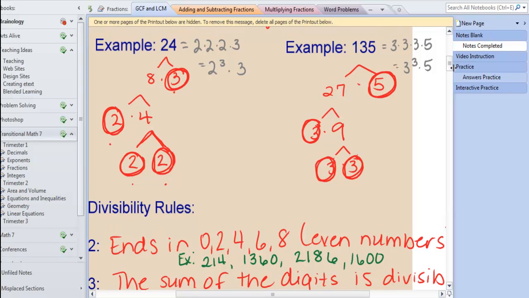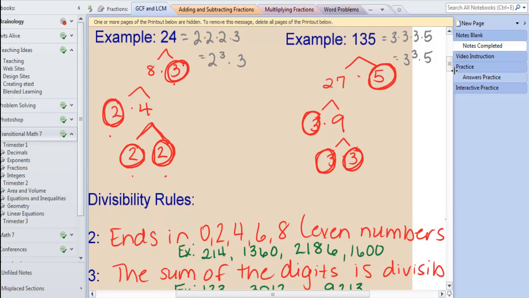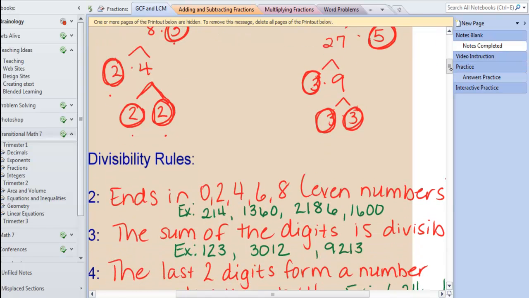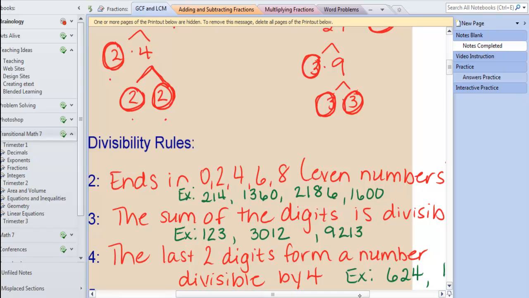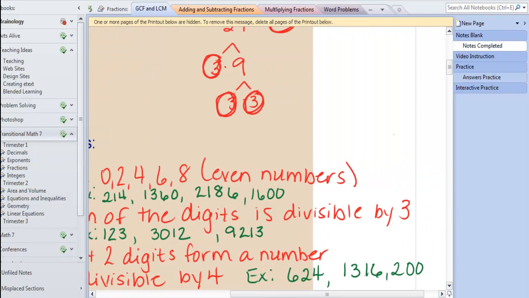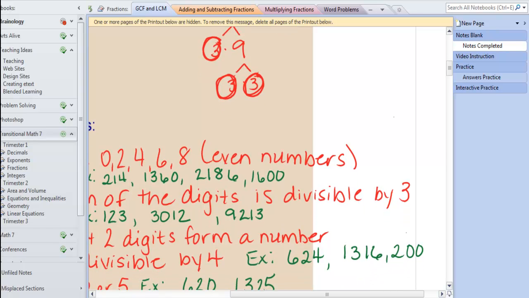4, do you remember the rule for 4? I'll give you a hint. The last 2 digits have to form a number divisible by 4. So some examples, 624 ends with 24 as the last 2 digits. 4 goes into 24. 1,316 ends with 16, and 4 will go into 16. 200 ends with 0, 0, and anything goes into 0.